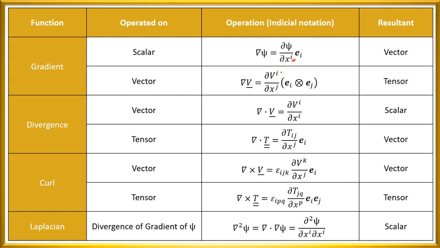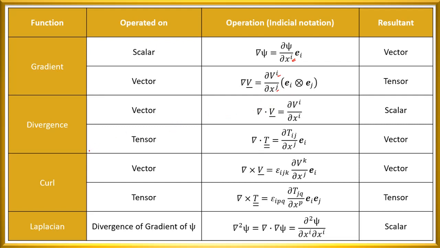Therefore, instead of having one free index, here we have two free indices. If we have two free indices, then the resultant will be a tensor. In the previous case, we had only one free index and the resultant was a vector. Here we have two free indices, therefore the resultant is a tensor.